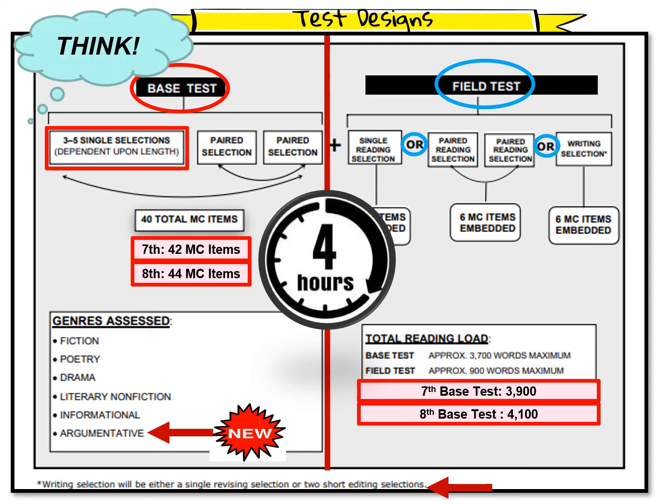So I gave you a lot of information just to start us off with the test design. So I want you to process it for a little bit. I want to give you a little bit of think time, just a little bit of processing time. And the question I want you to ponder about is, why is this information important for us? Why is it important for our students? I will give you some time to think.